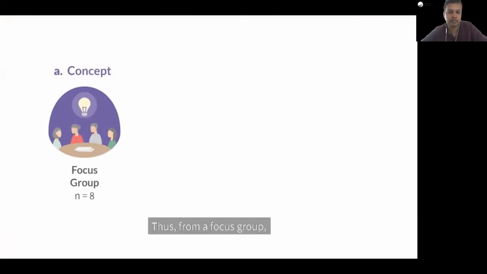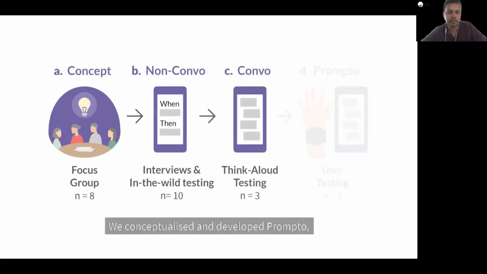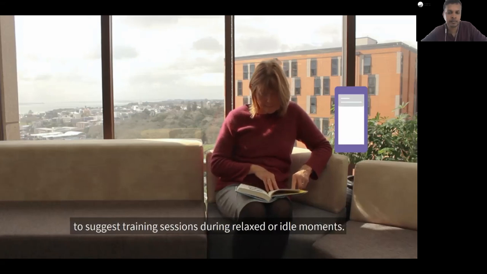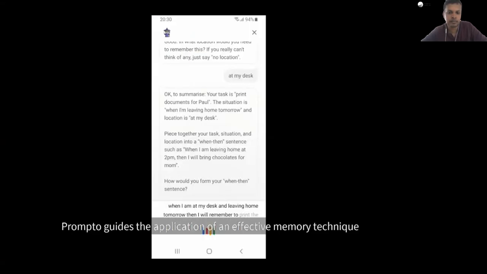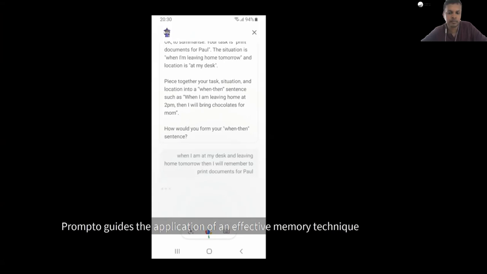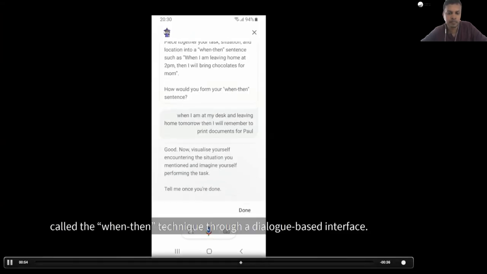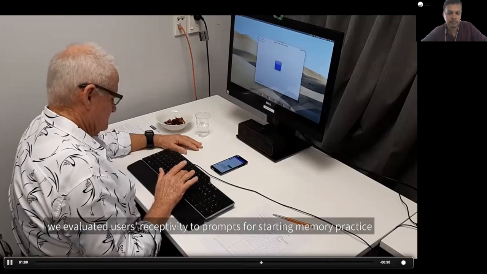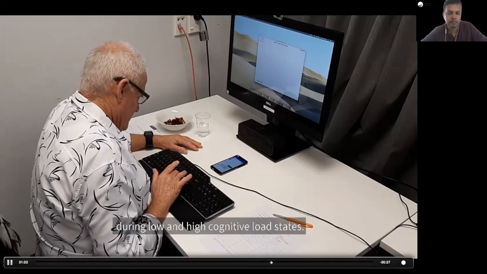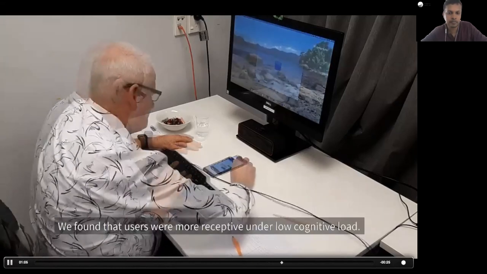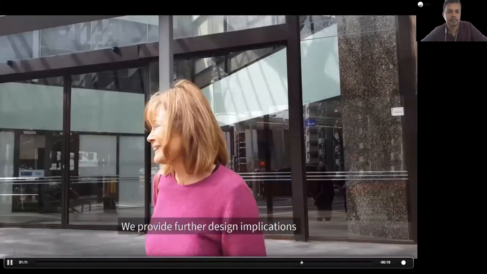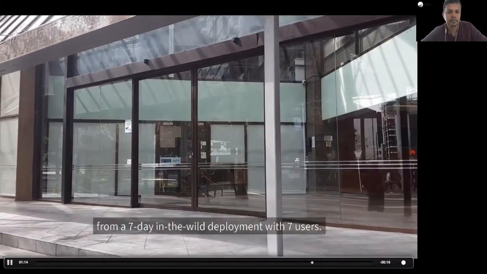Thus, from a focus group, interviews, and usability testing, we conceptualized and developed Prompto, a conversational memory coach that uses physiological signals to suggest training sessions during relaxed or idle moments. Prompto guides the application of an effective memory technique called the when-then technique through a dialogue-based interface. With 21 older adults, we evaluated users' receptivity to prompts for starting memory practice during low and high cognitive load states. We found that users were more receptive under low cognitive load. We provide further design implications from a 7-day in the wild deployment with 7 users.